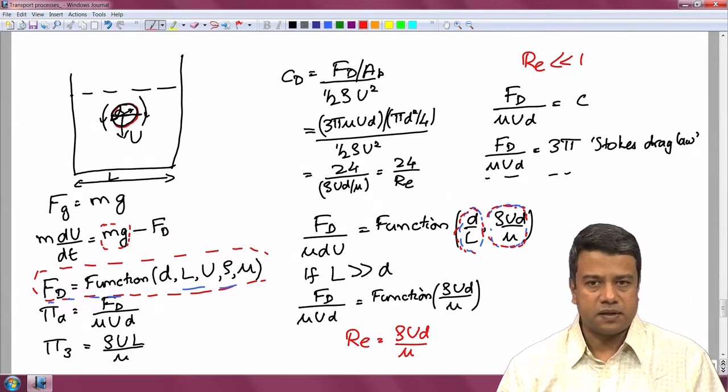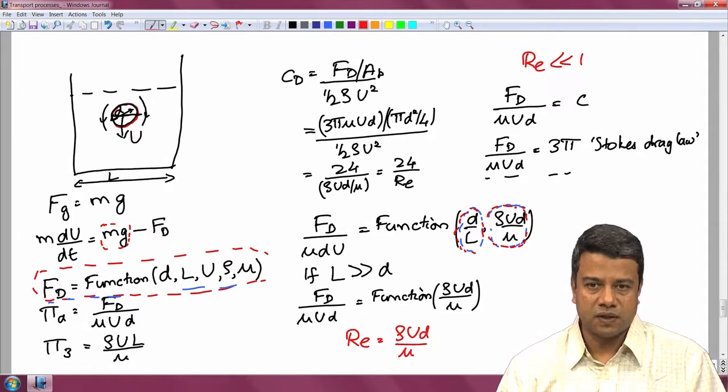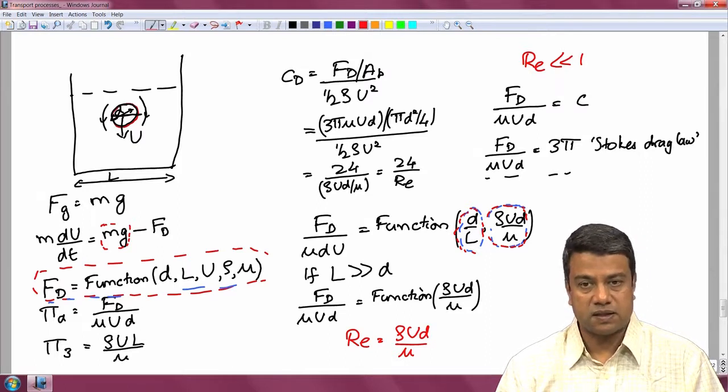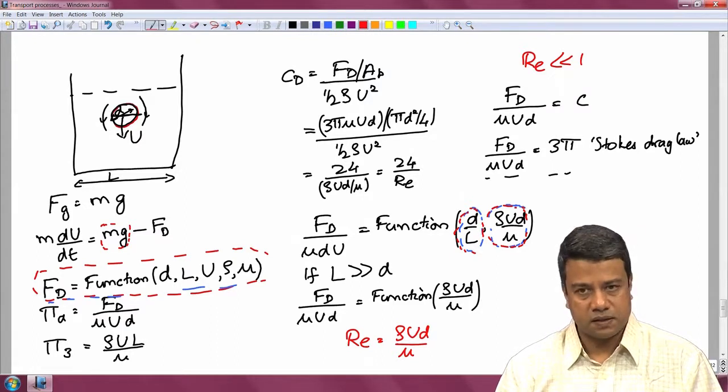Reynolds number is the ratio of inertial forces to viscous forces. The inertial forces are basically due to the fluid inertia and they contain the density and the velocity in them. The viscous forces are due to the fluid friction. The ratio of these is the Reynolds number.